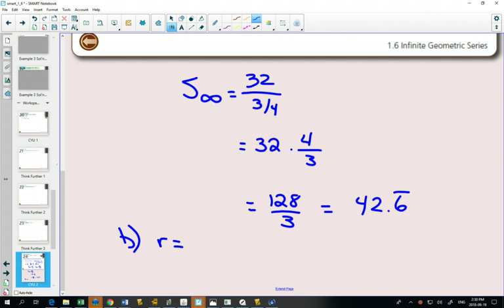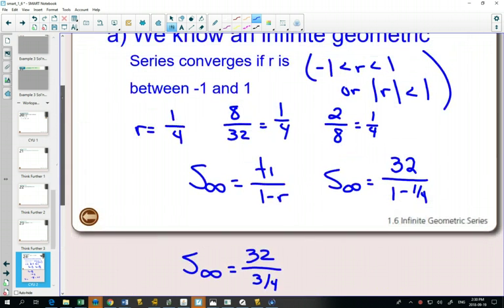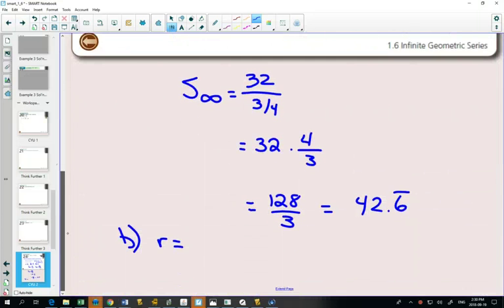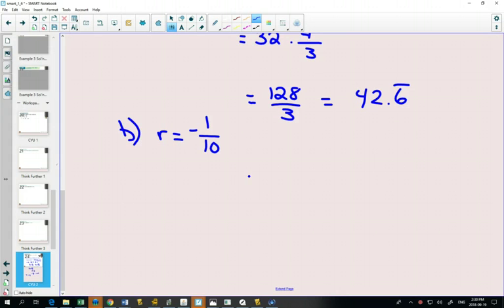Part B, can you see that you're dividing by 10? If we move up so we can see it again, you're dividing by 10, but notice they go from minus to plus to minus to plus. And so our R value is negative 1/10. Is that number between negative 1 and 1? Yes. So that means we can find the sum to infinity.